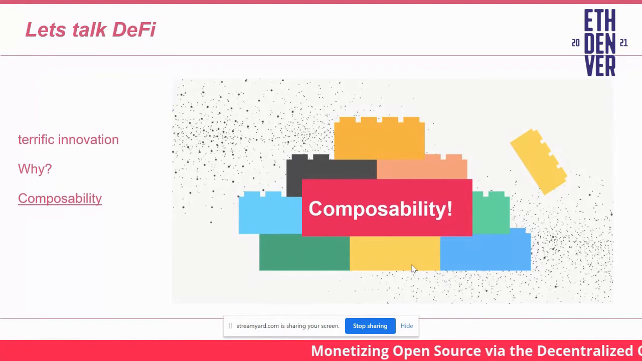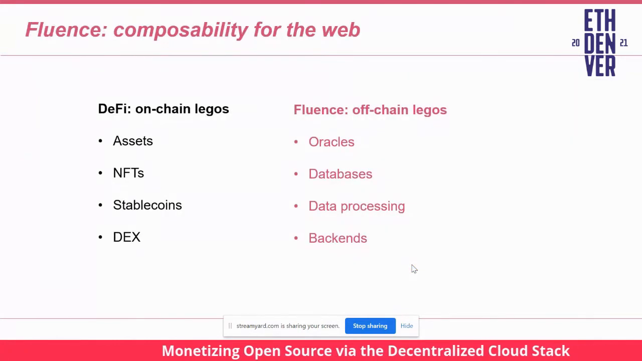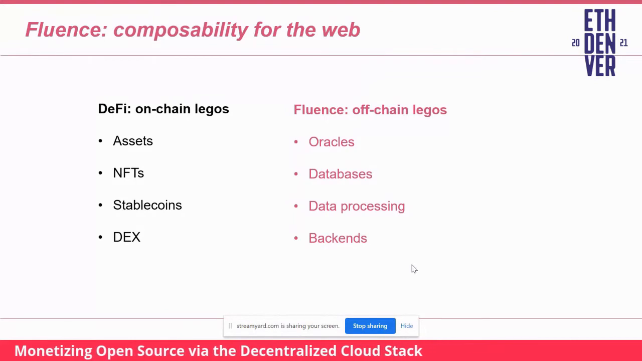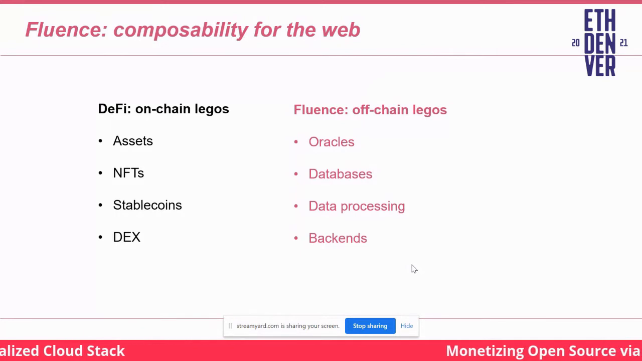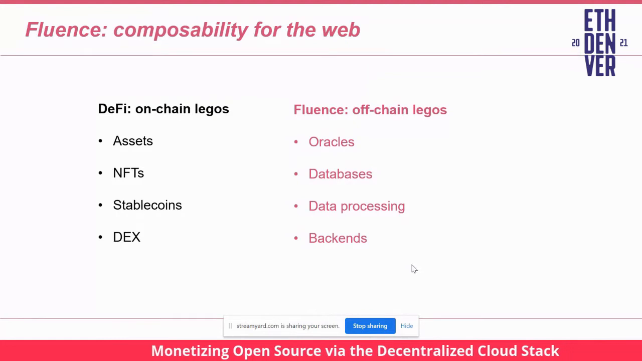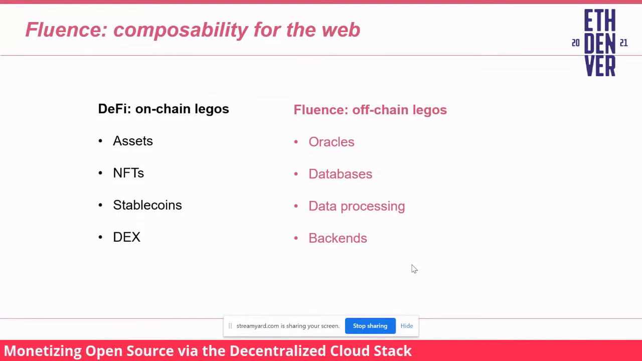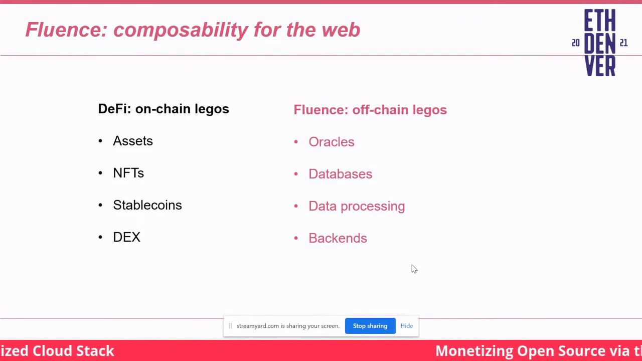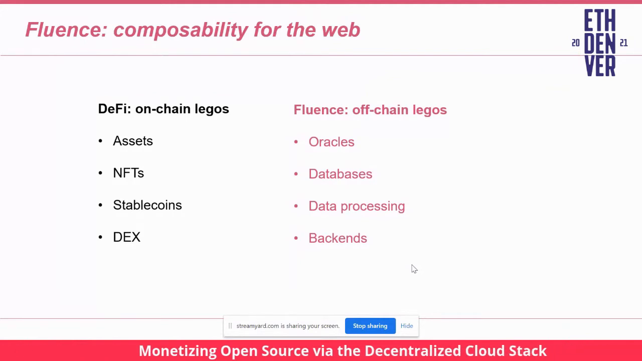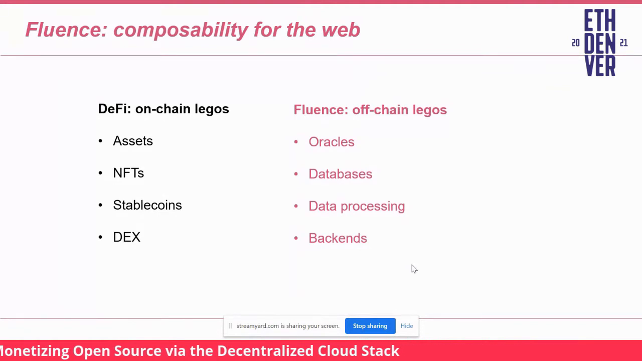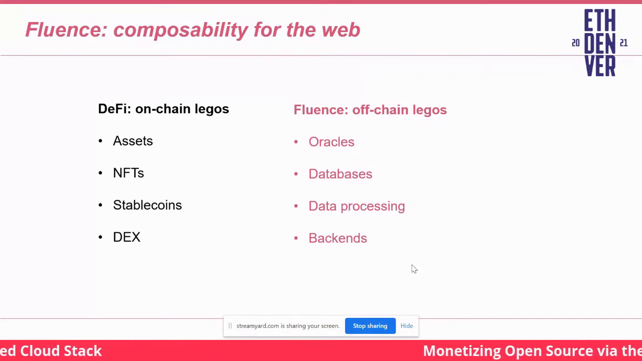And so what Fluence is trying to do is to create that same level of composability, but for the whole web. And that's a little hard to wrap your head around. But let's think about what the DeFi on-chain Legos really are: assets, NFTs, stable coins. Obviously, DEXs are a critical piece of that. If we think about what that is for the web, it's oracles, databases, data processing, and backends. So our goal here is to make those off-chain Legos on Fluence as interoperable and as composable as all the pieces of the DeFi ecosystem, the DeFi stack.